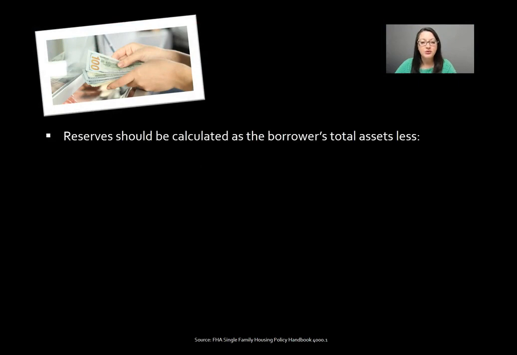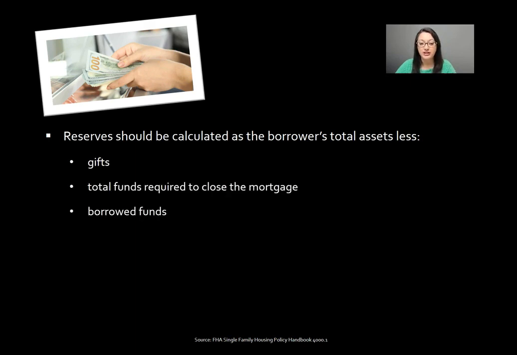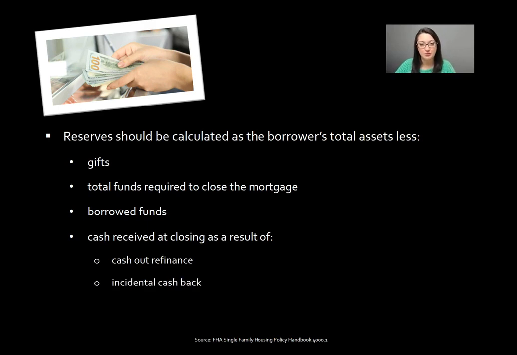Now, when it comes to calculating the borrower's reserve for this compensating factor, the reserve should be calculated as the borrower's total assets minus gifts, total funds required to close the mortgage, borrowed funds, and cash received at closing as a result of either a cash out refinance or incidental cash back.